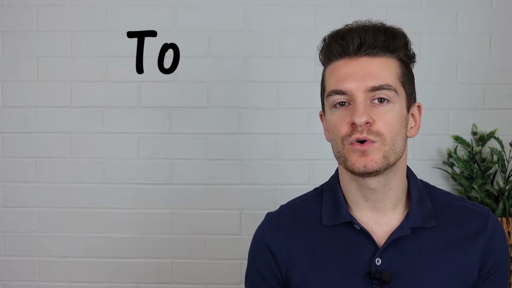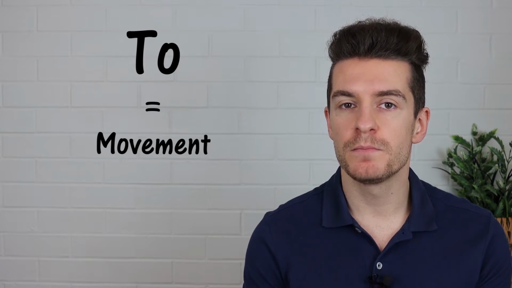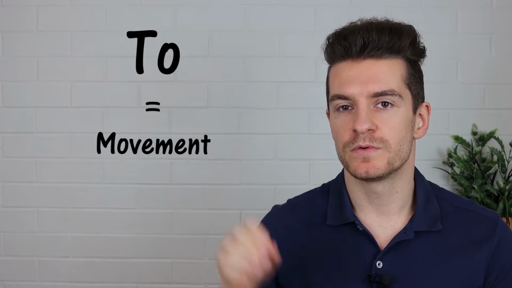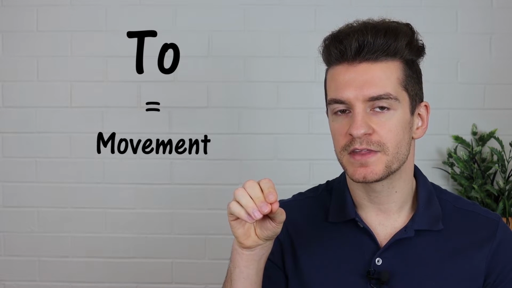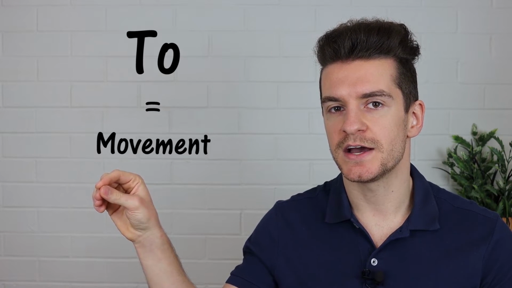What's up guys, my name is Shane and today we are talking about to and for. To and for are actually quite easy to use once you understand the feeling and the meaning behind the words. For example, normally, not always, but normally, with the word to, it's talking about some kind of movement. For example, something started here and then it finished here.